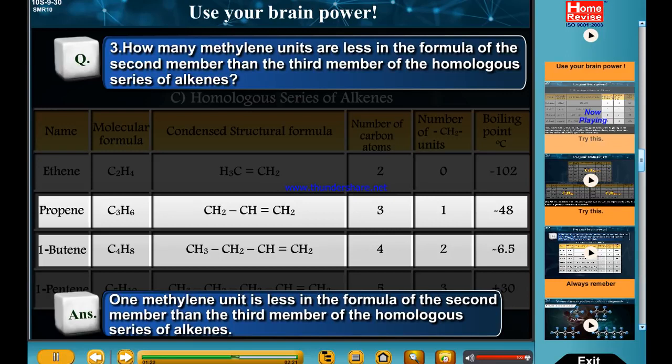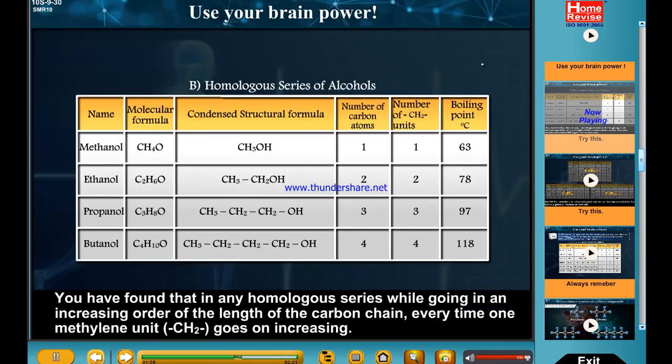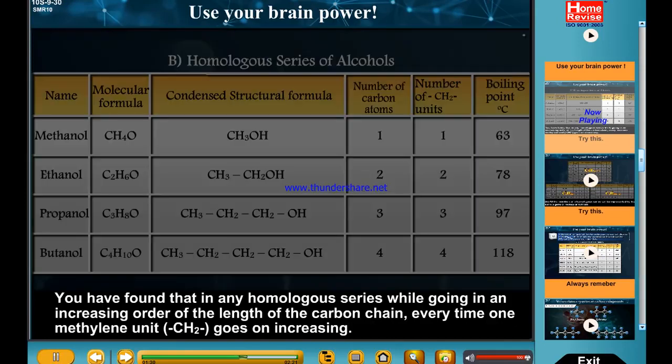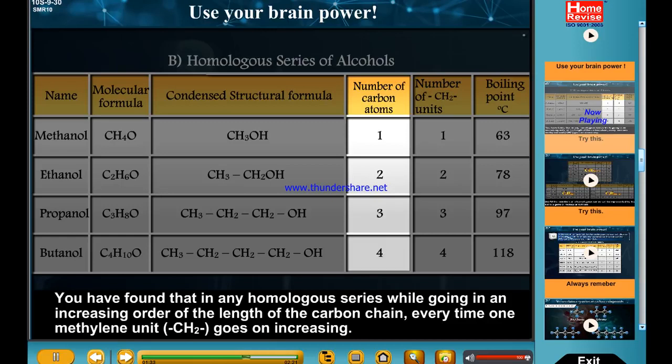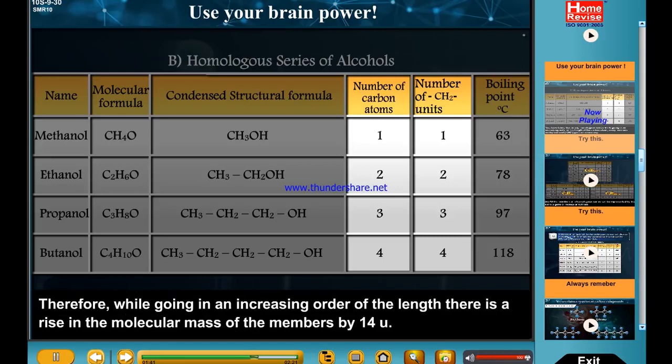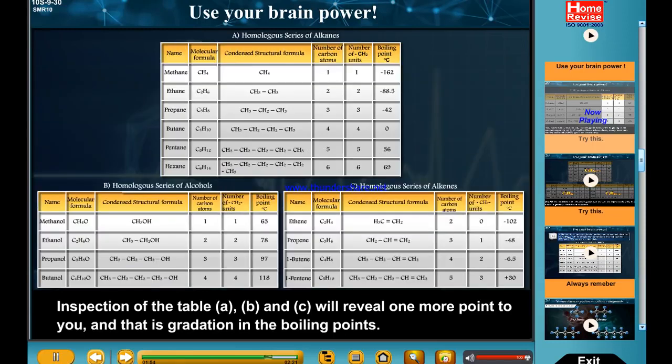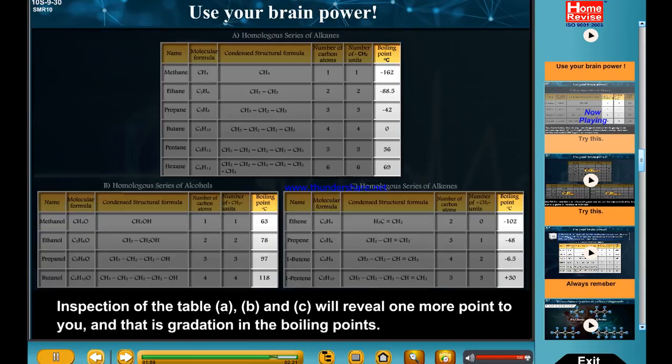You have found that in any homologous series, while going in an increasing order of the length of the carbon chain, every time one methylene unit, that is CH2, goes on increasing. Therefore, there is a rise in the molecular mass of the members by 14 Dalton. Inspection of the tables A, B and C will reveal one more point to you, and that is gradation in the boiling points.